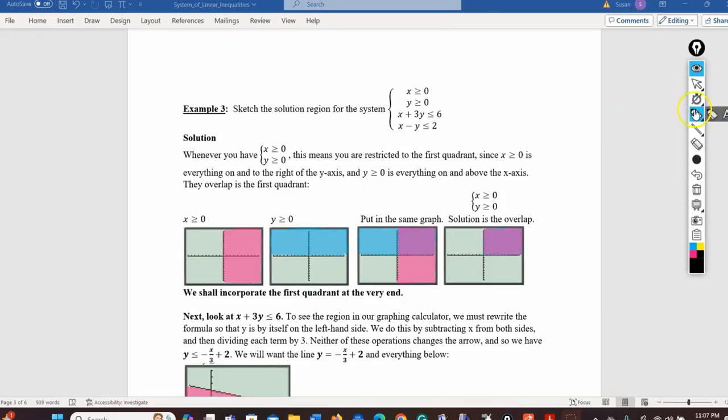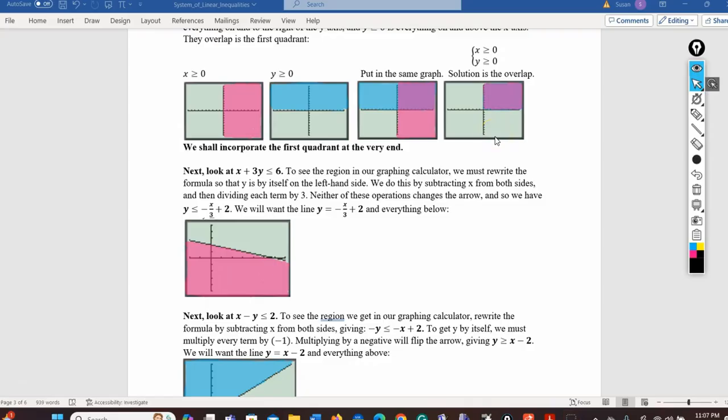So let's look at the x plus 3y is less than or equal to 6. We want to see that in a graph. So we need to write that just with y by itself on the left-hand side. So subtract x from both sides. That does not change the arrow. And then divide both sides by 3. Dividing by a positive does not change the arrow.